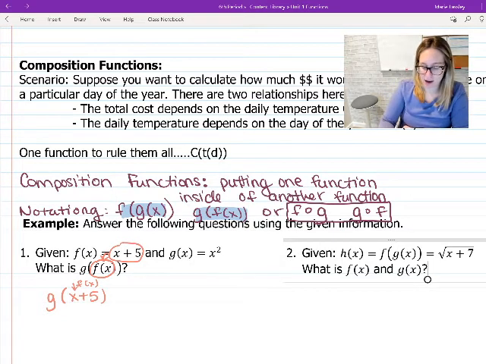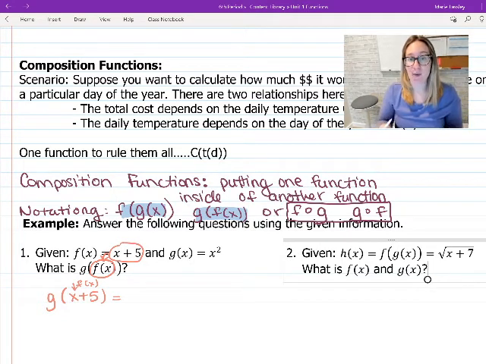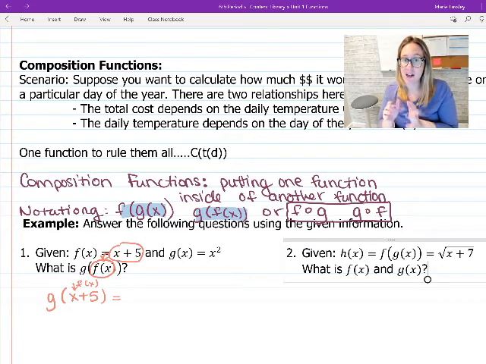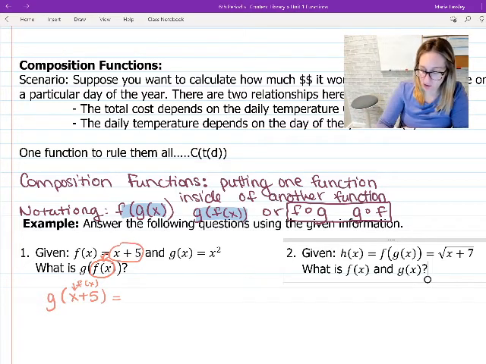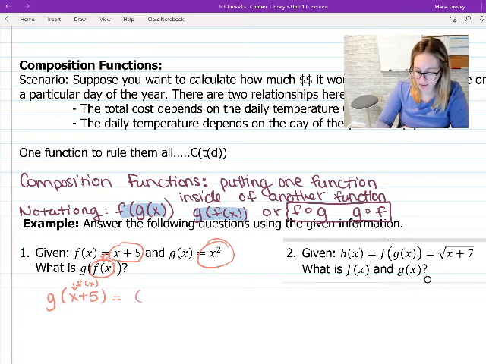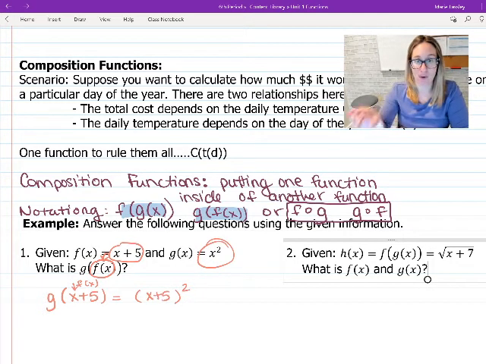All right, so now what we're going to do, just like you would if this was a number, everywhere we have an x, we're going to replace it with x plus 5 in equation g. So g is x squared. So instead of x being squared, it's the function f being squared. So we're plugging in x plus 5 for x, right? Now we just expand.